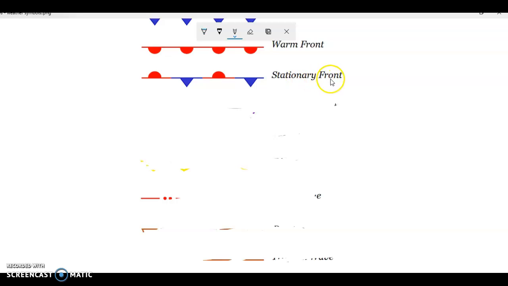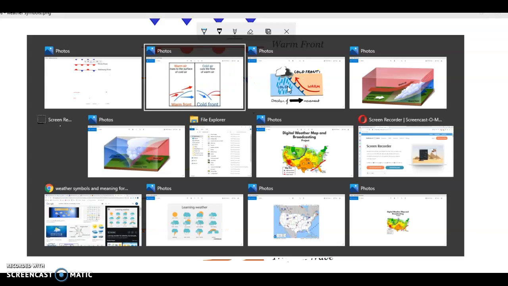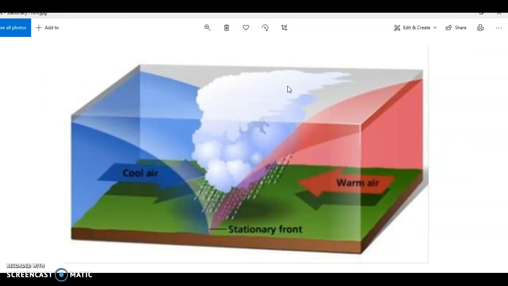Well, a stationary front is a mixture of the cold front and the warm front. See, it has both of their symbols, but it has the warm front in the opposite way, right? So what is the stationary front? Let's get a picture up to help us. So this is a stationary front.